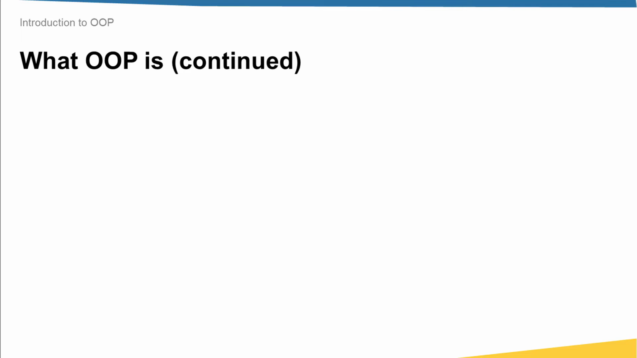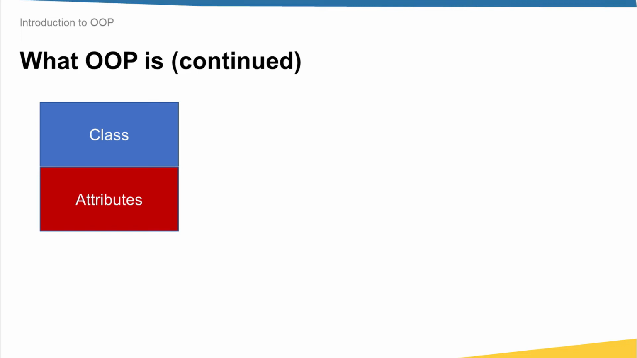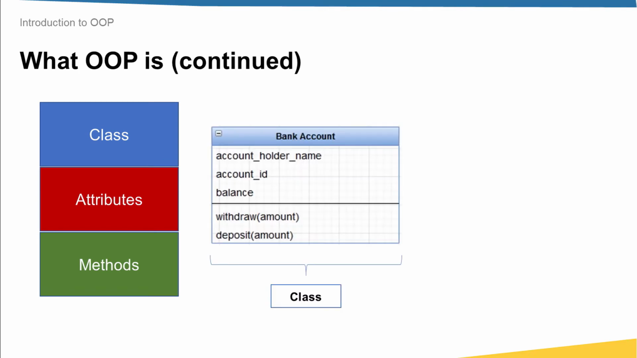In the context of OOP, the new data type that's created, we call it a class. The data fields, we call them attributes, and the functions that process these attributes, we call them methods. We saw an example of a bank account, with attributes like account holder name, account ID, and balance, and for these attributes, I can process them with the methods withdraw and deposit.